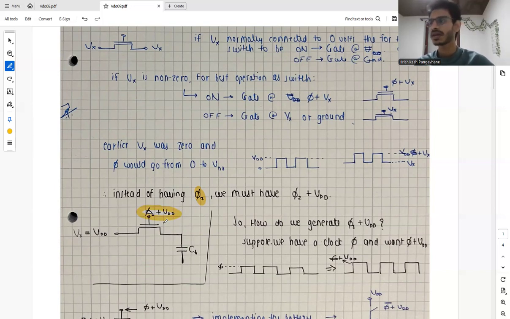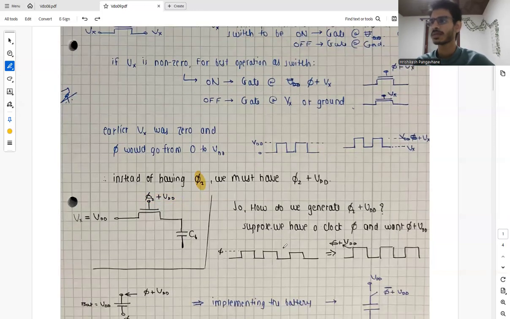So how do we generate phi 2 plus VDD? Phi 2 is basically a phase, either a track phase or a hold phase. So how do we generate a phase itself and a VDD in addition to it? Again, let's suppose we have a clock phi, and that clock goes from 0 to VDD to 0 to VDD in our case. But now what do we want? We don't want phi, we want phi plus VDD. So we want this clock to go from 0 to phi plus VDD instead of 0 to phi.